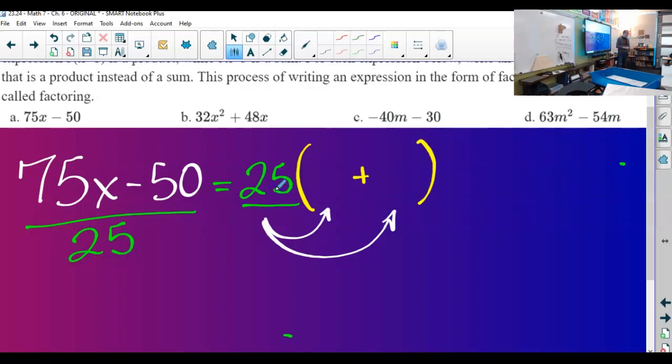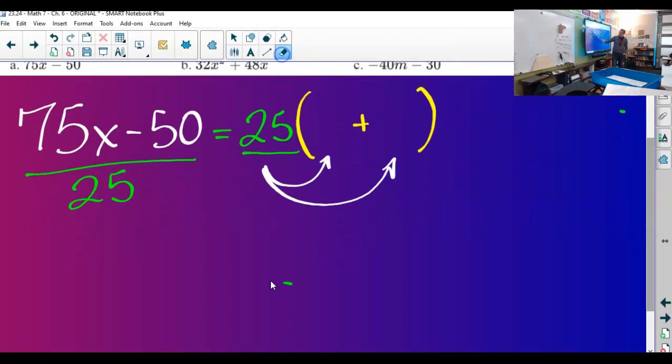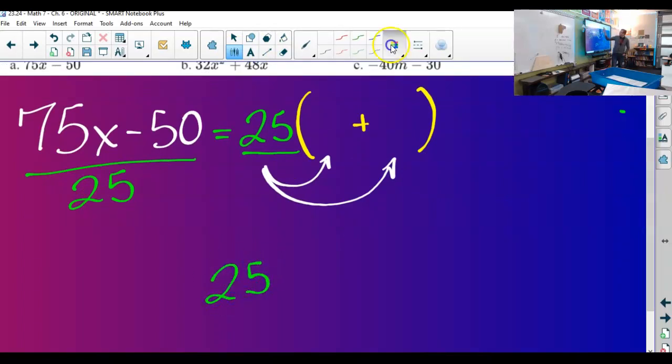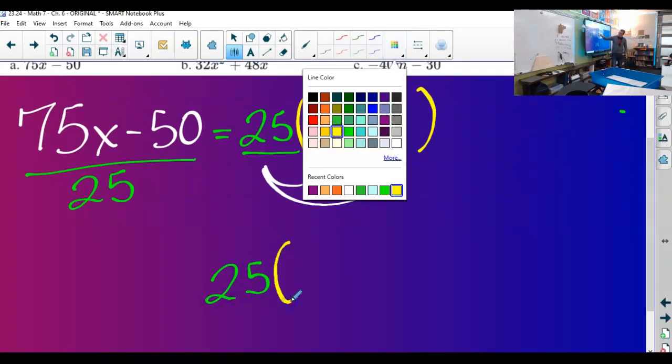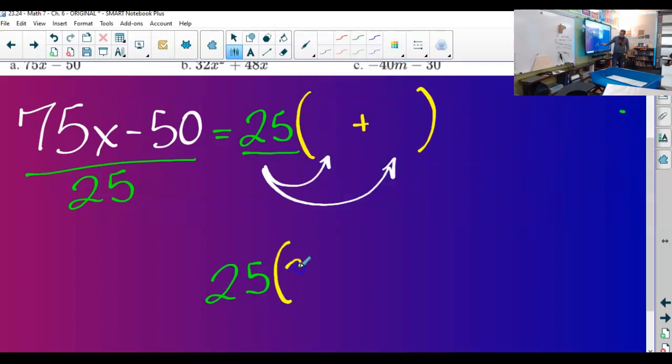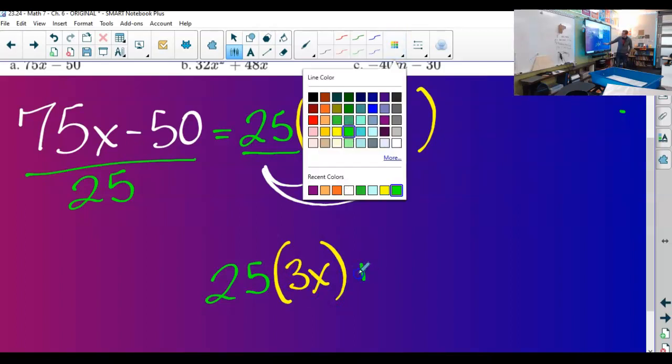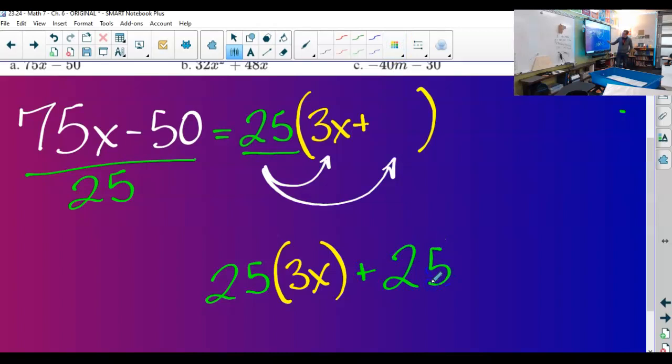So what do we have left? If I break this up a little bit more, like what Sal was just showing, 25 times what would get 75x? 3x. So we know part of this is going to be 3x. And then 25 times what would get you negative 50? Negative 2.